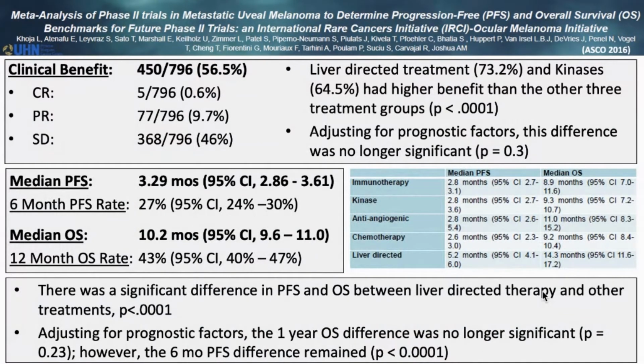And this is a slide that was presented at ASCO 2016, just looking at a series of trials that were done, and you'll notice that the response rate was roughly in the 10% range. So not the greatest degree of response. Liver-directed treatment had much higher response rates.